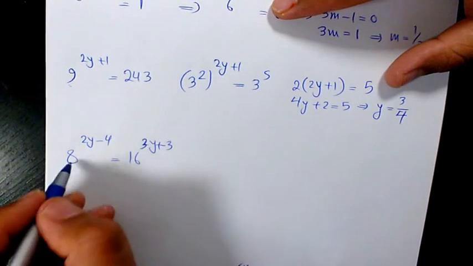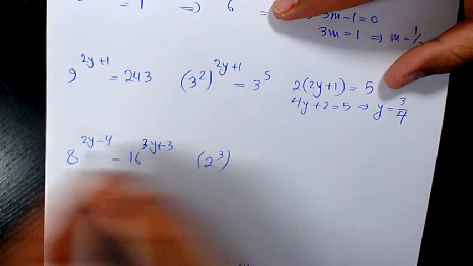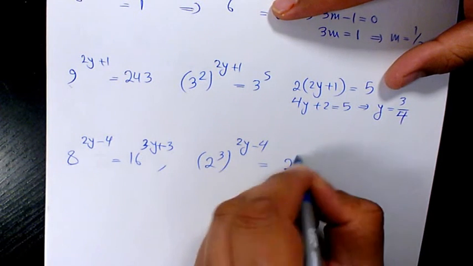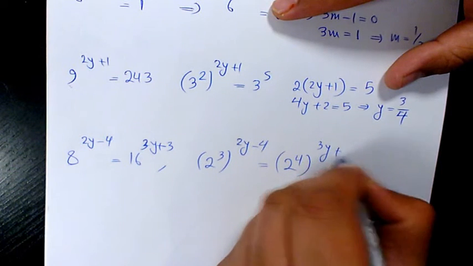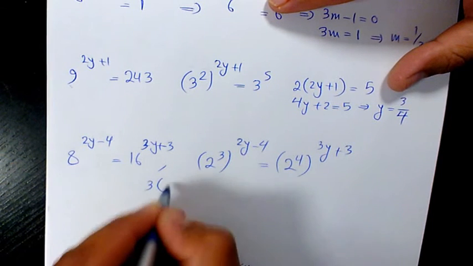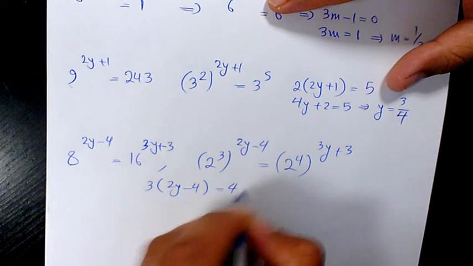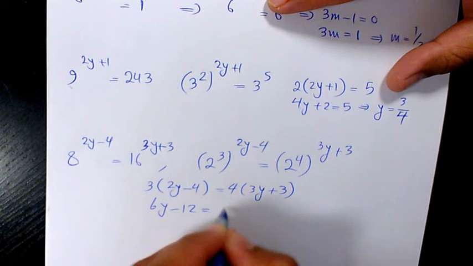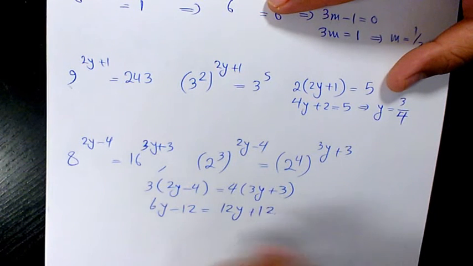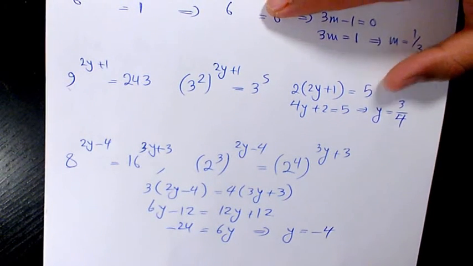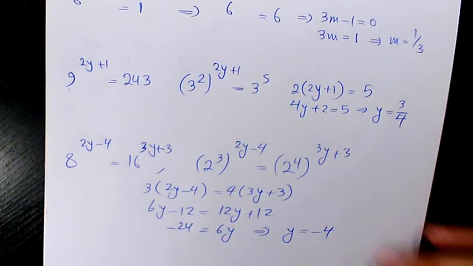Next one. 8 is 2 to the power of 3, to the power of 2y minus 4, equals 16, which is 2 to the power of 4, 3y plus 3. Then you can say 3 times 2y minus 4 equals 4 times 3y plus 3. That's going to be 6y minus 12 equals 12y plus 12. So that's going to be 6y equals negative 24. So y will be negative 4, which is negative 24 divided by 6.